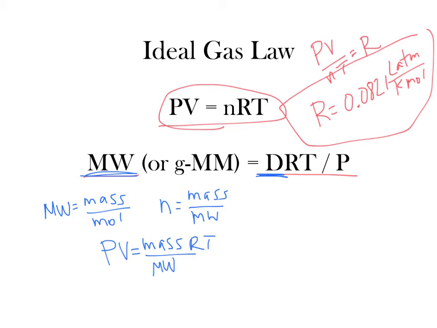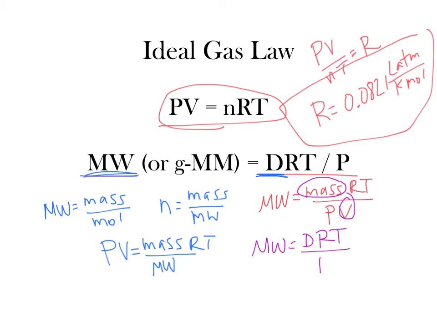So now let's rearrange that formula for molar weight. If I multiply both sides by molar weight, I have molar weight is equal to mass RT over PV. So that's essentially multiplied by molar weight and then divided by PV. And then I can take this term, mass over volume, and turn that whole thing into density. So I end up with molar weight is density times RT over P.